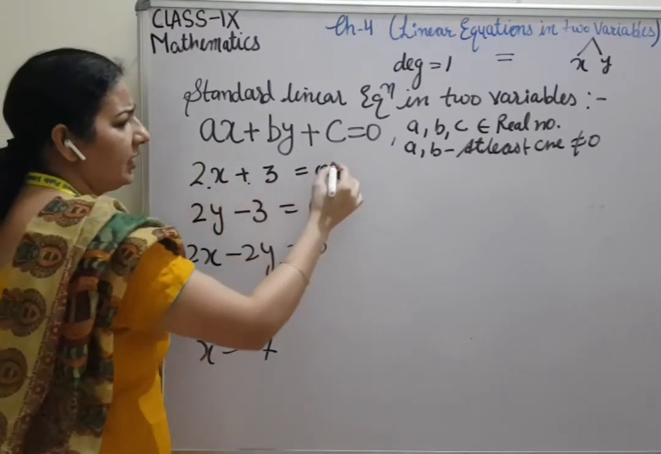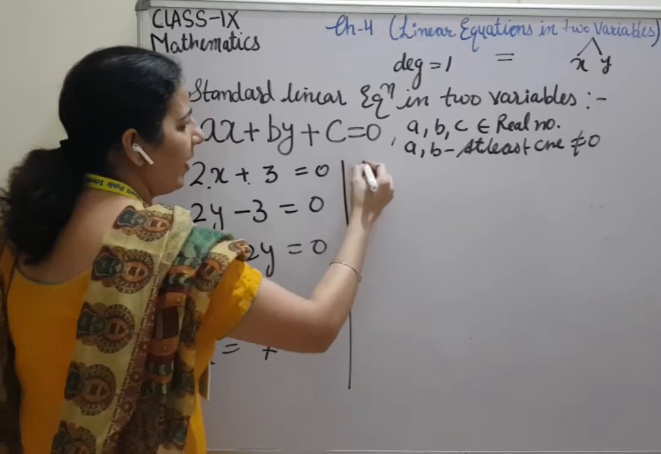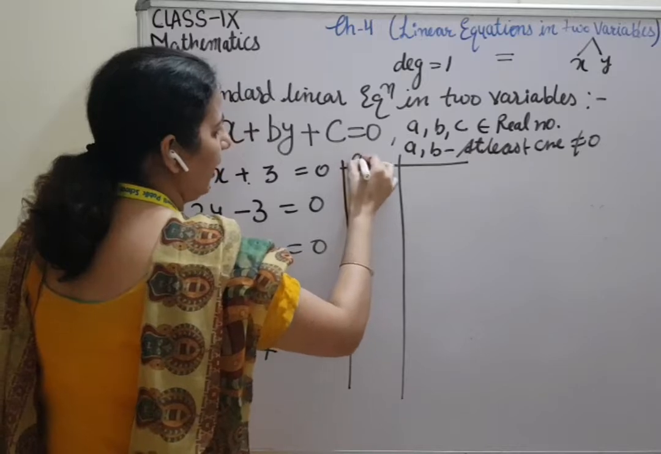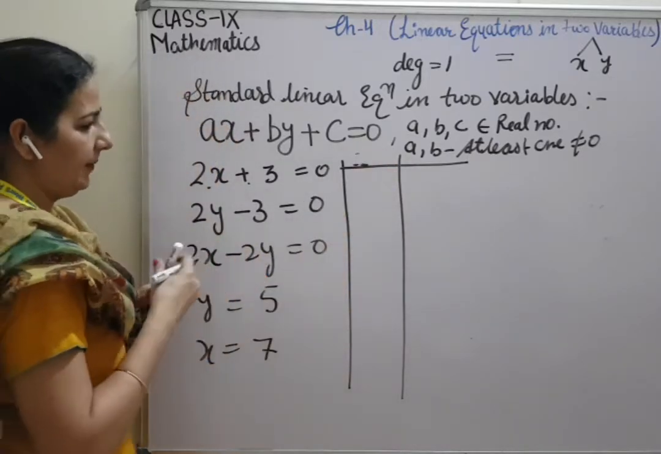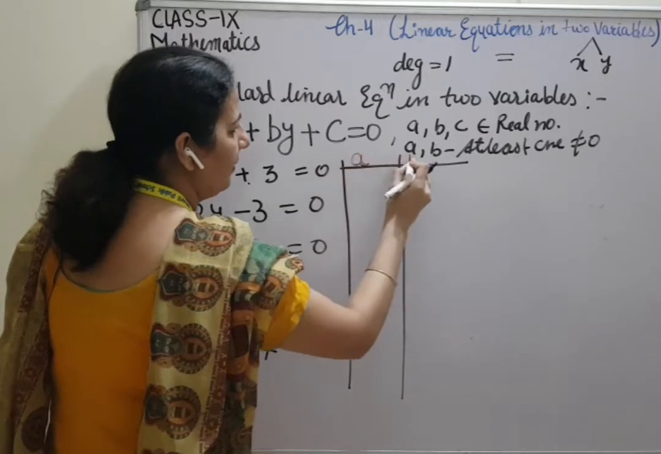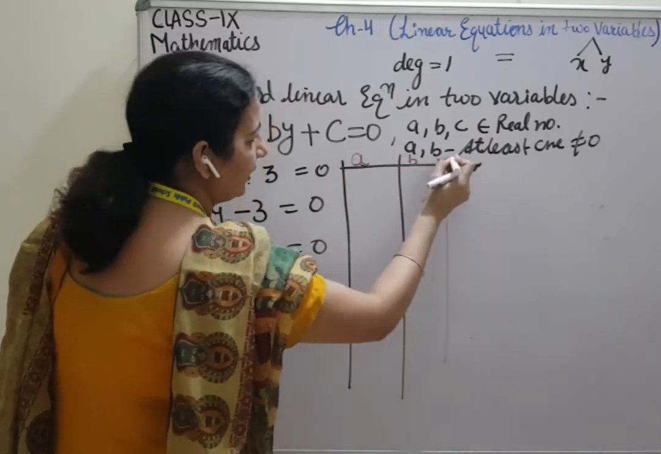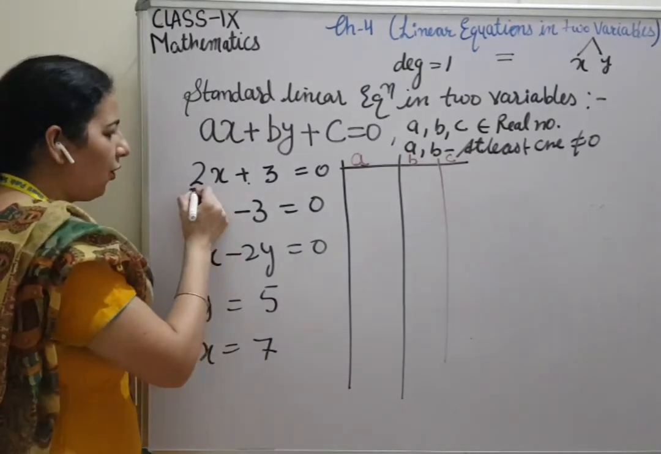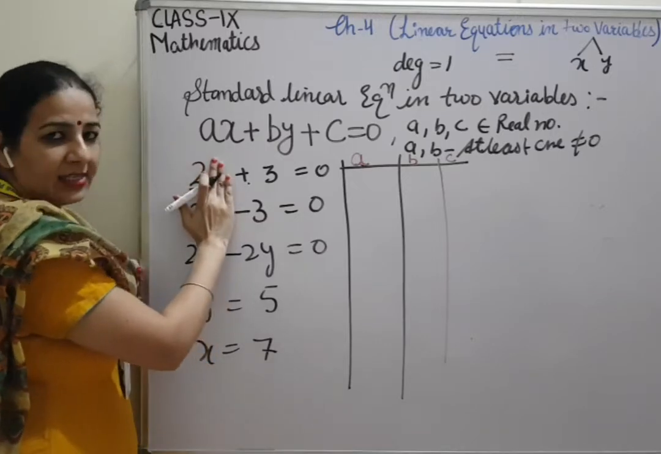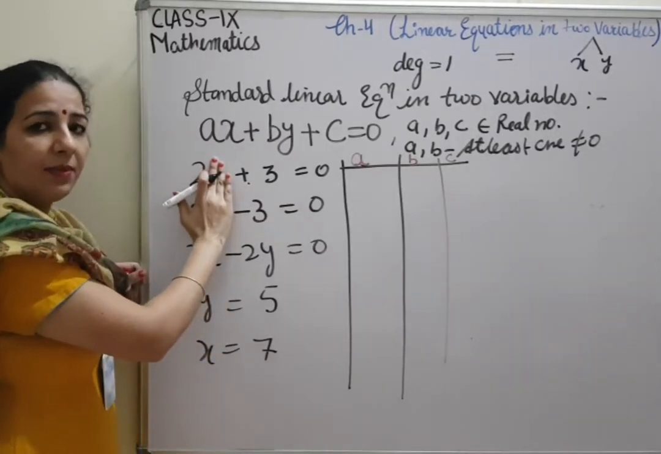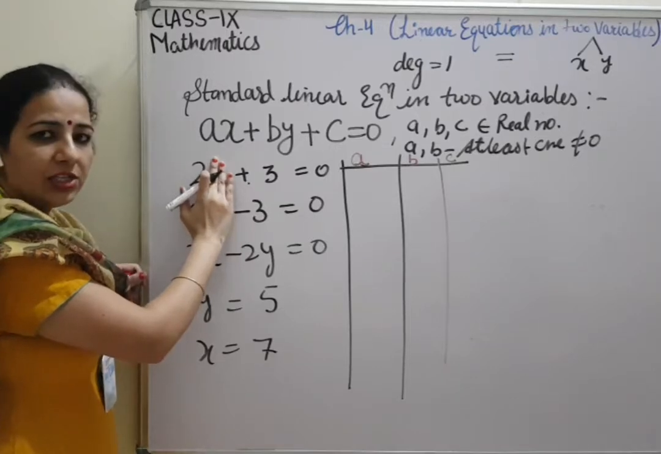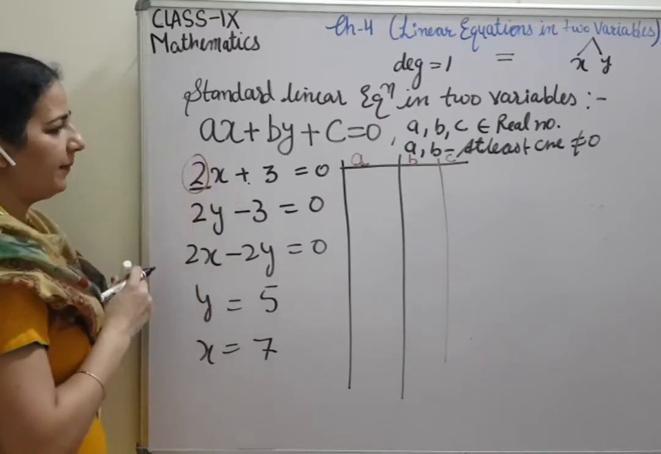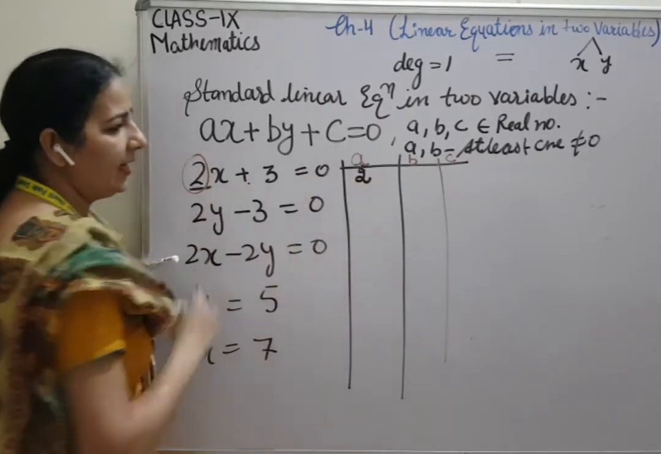Here 2x plus 3 is equal to 0. What about the values of a, b and c? A means the coefficient of x. And what is the coefficient of x here? Hide the x, the constant part that is left will be the coefficient of x. So what is the coefficient of x? It is 2. When I hide this x, the coefficient of x will be 2. So the value of a is 2.